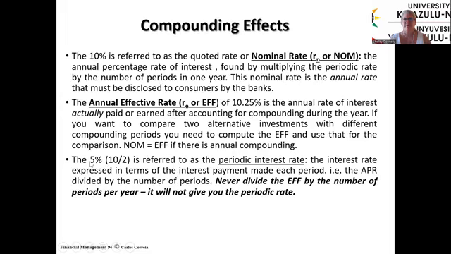Now, the 5% in the previous example, which we got by dividing 10 by 2 because interest was going to be compounded twice a year, that 5% is your periodic interest rate. So it was a 6-monthly rate in that example. And it's your quoted rate divided by the number of periods, your nominal rate divided by the number of periods. Never divide your effective rate by the number of periods per year. That will not give you the periodic rate, and you can't use it. Okay, it's something very different.